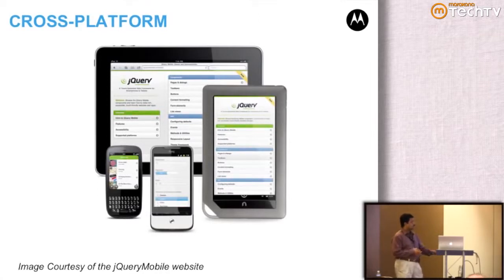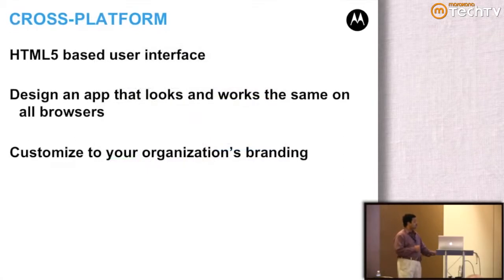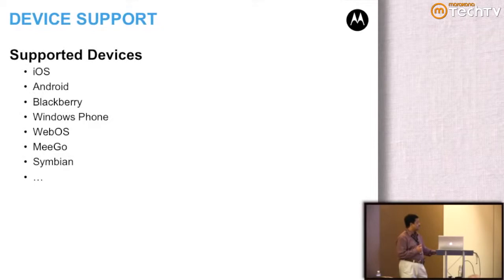So, as I said, jQuery Mobile runs on tablets, smartphones, even Nook. Essentially what I was saying before, it is HTML5 based, and works and looks the same on different platforms. You can customize it for your company's branding. So, it supports a whole slew of devices.